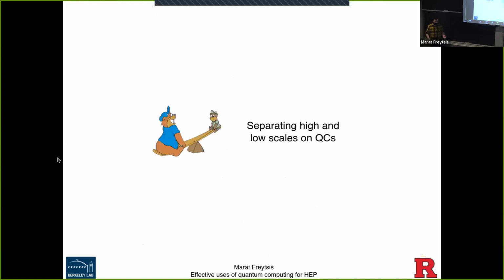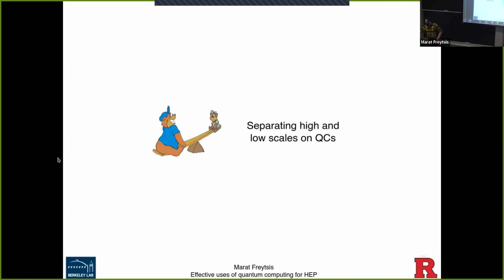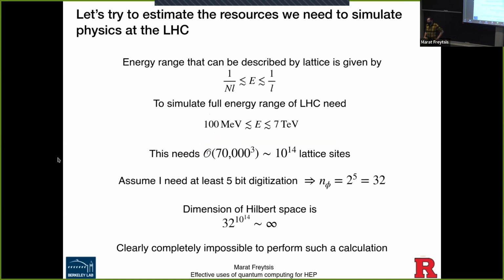And we need some sort of way of taming things, and that is where the lessons that we've learned from effective field theory can come in to help tame this problem a little bit. But for a quantum computer, the estimate would be 10 to the 14 instead of 32 to the 10 to the 14. Yes, that'll be a part of it.